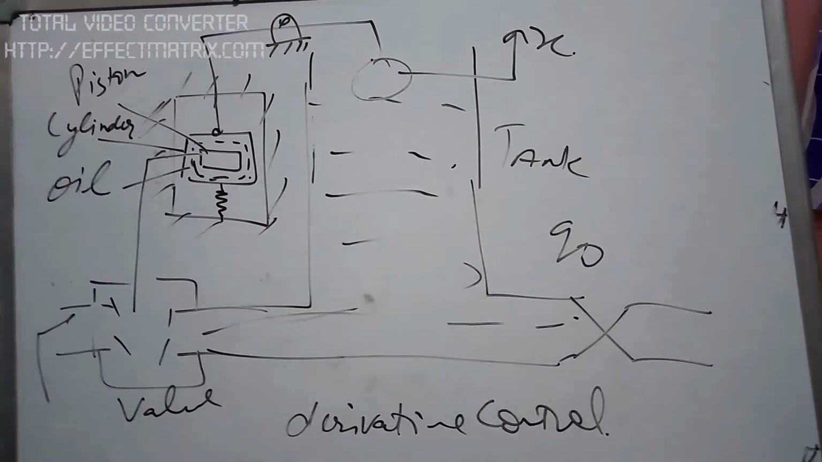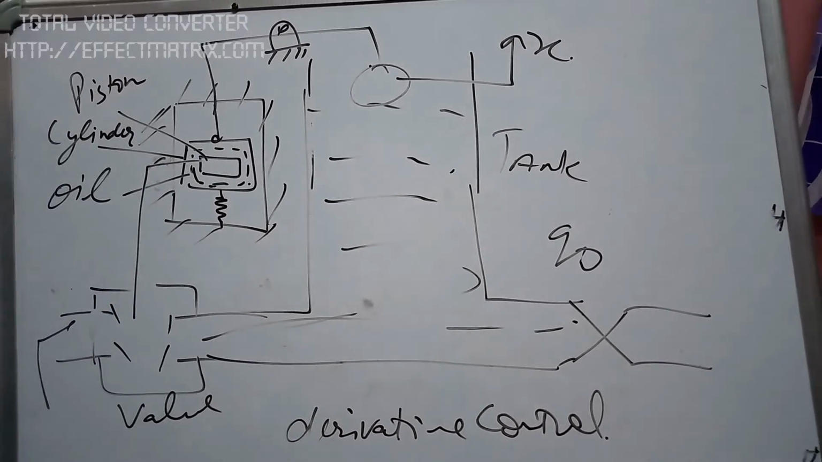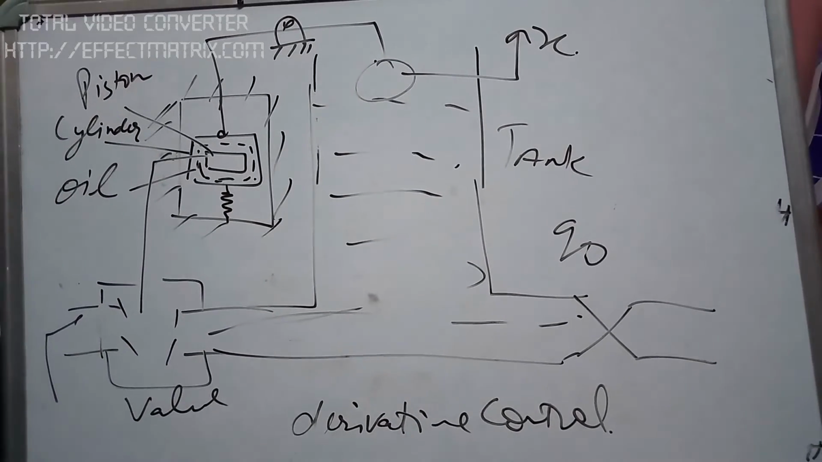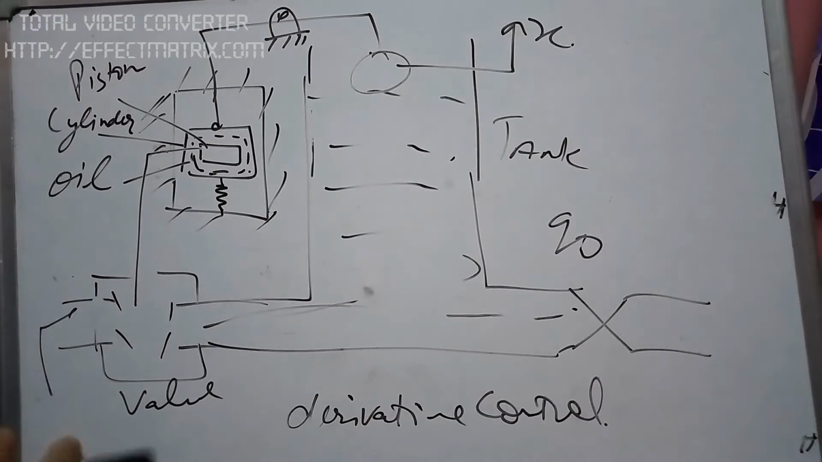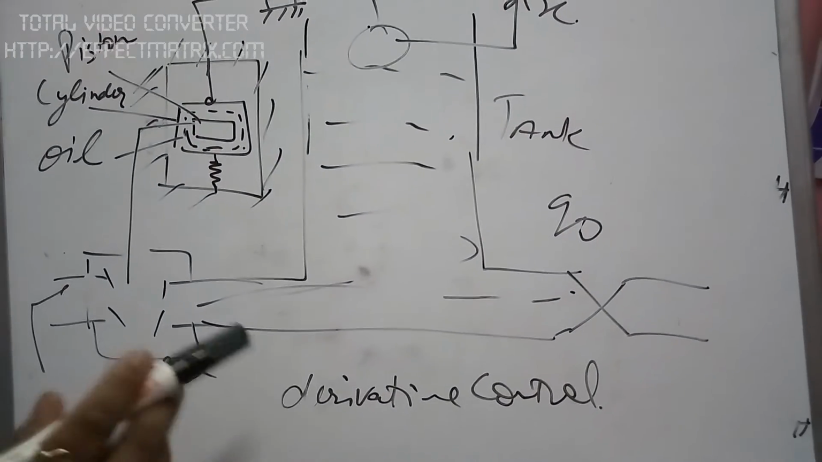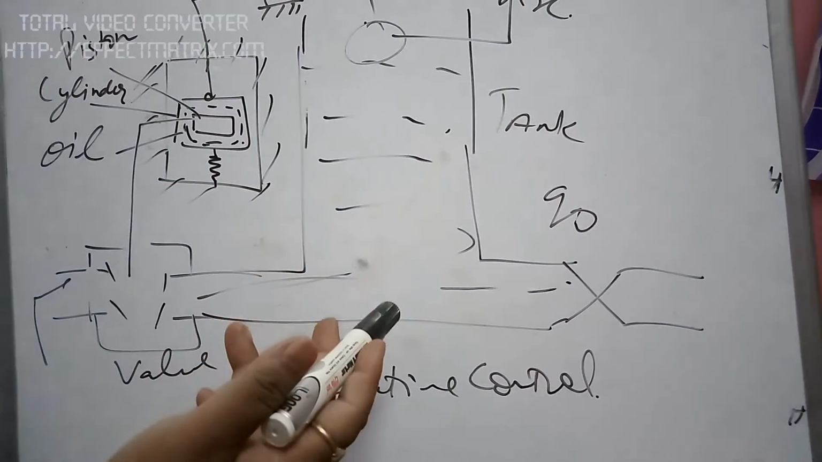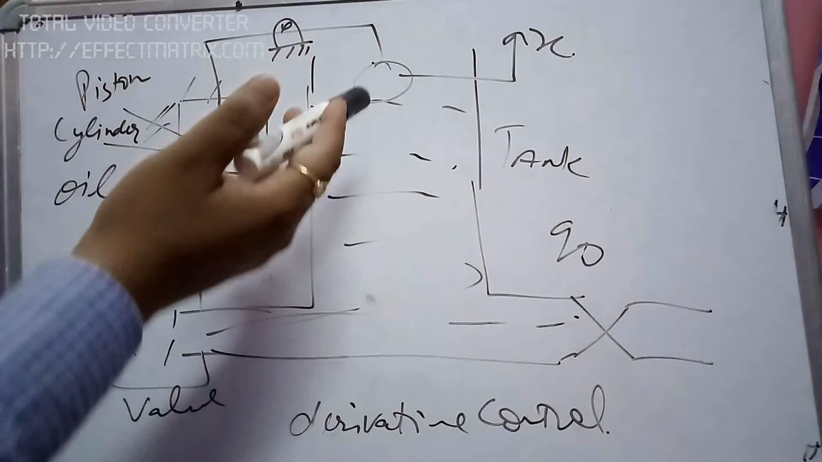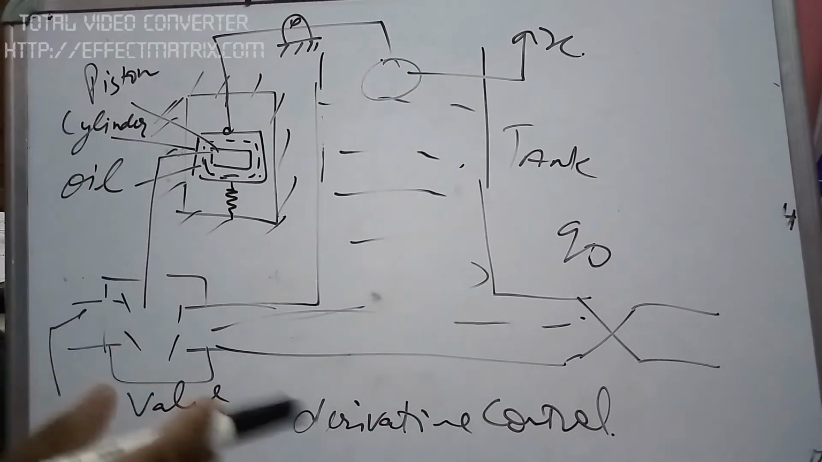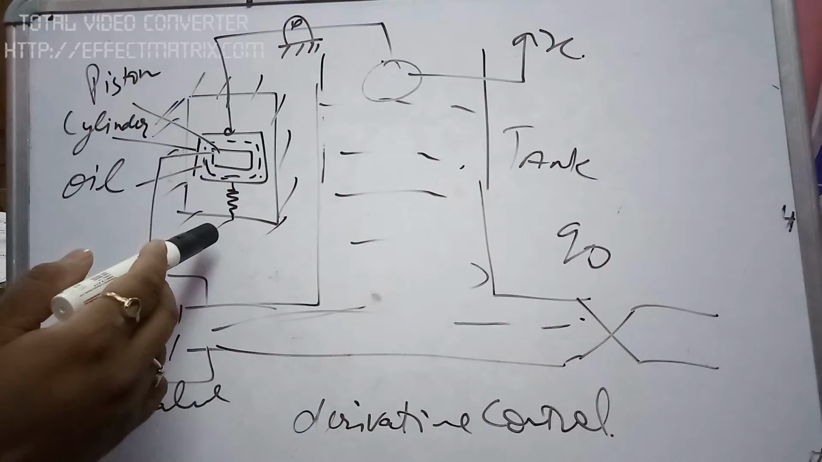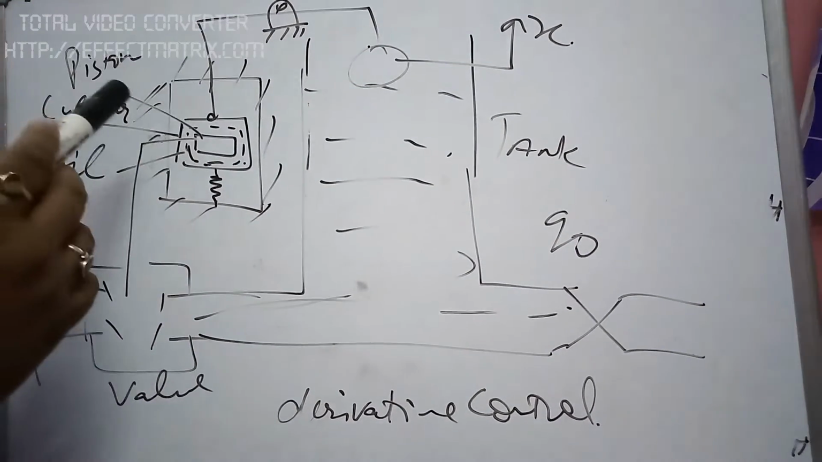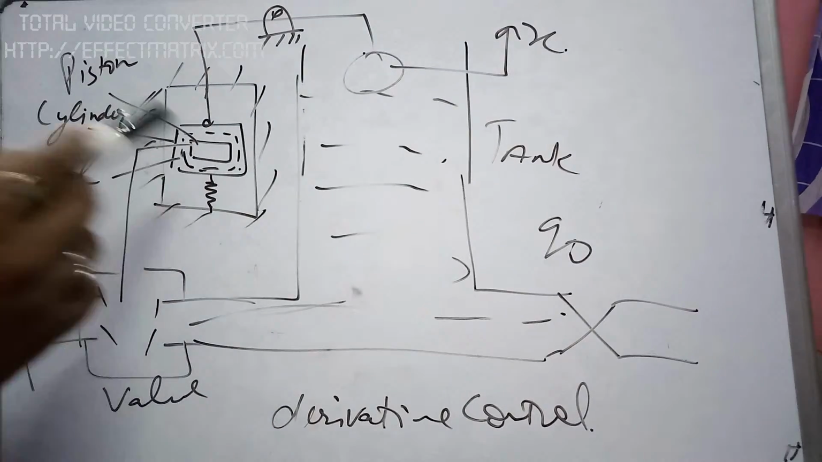Hello students, today we will discuss derivative control, like we have discussed proportional and integral control. In derivative control we have taken the same example that we took in proportional and integral control. There is a tank filled with fluid, the same float, but the only change is that instead of the hydraulic servo motor we have taken a box in which there is a cylinder and piston, and the cylinder is filled with oil.